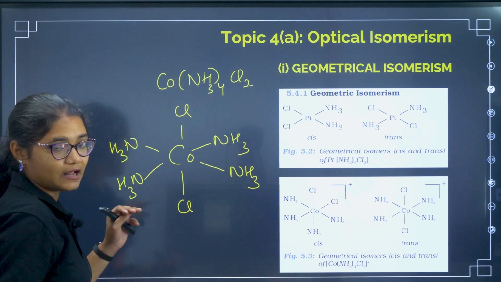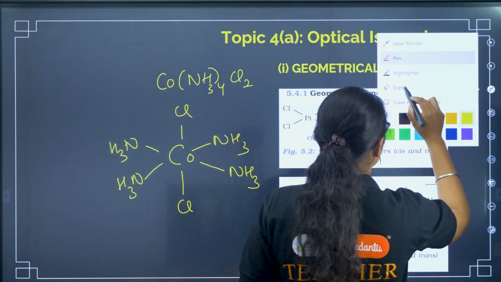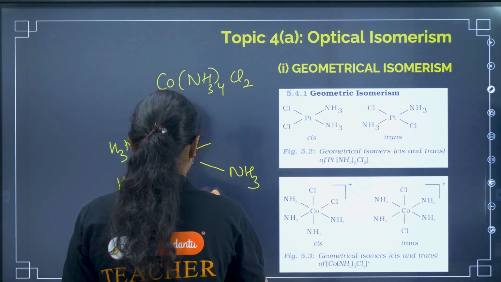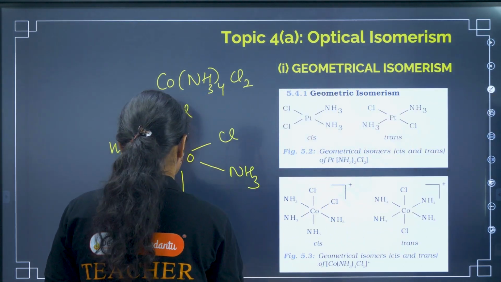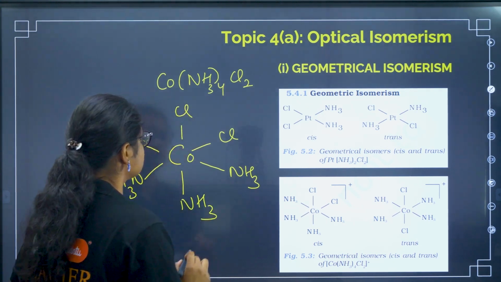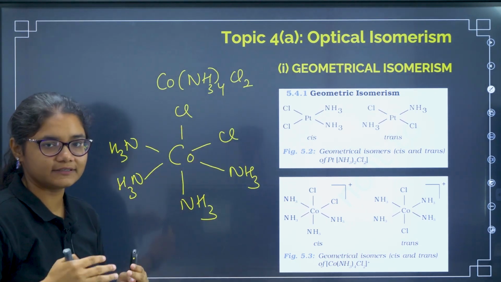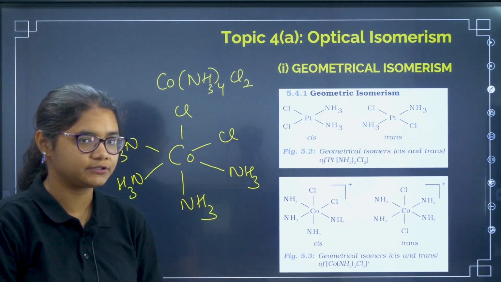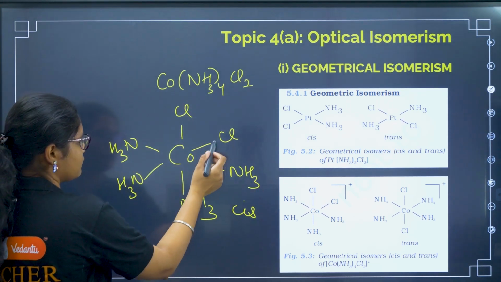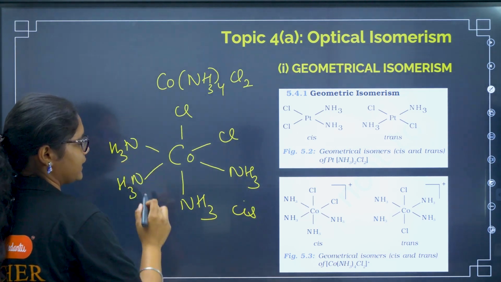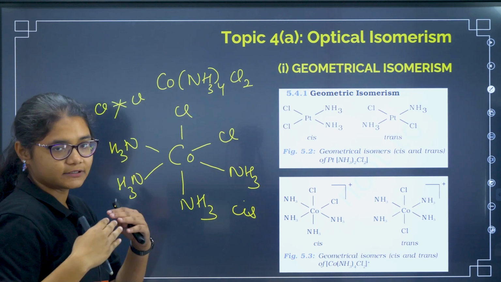So this is a trans geometry. Now if you want to do cis, that is very easy. Just remove this part and take here chlorine and here NH3, right? So any other configuration apart from where the two chlorines are on opposite sides, any other configuration you take, that will be your cis. You can also put the chlorine here, any other position. The only thing is the two chlorines should not be opposite to each other.